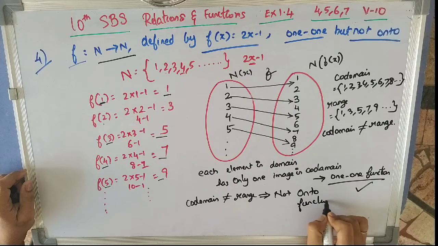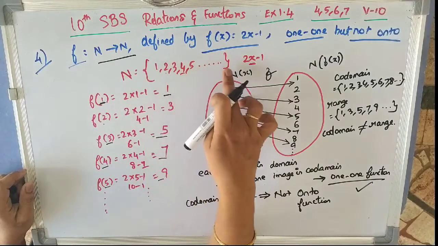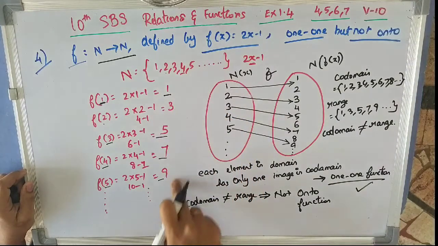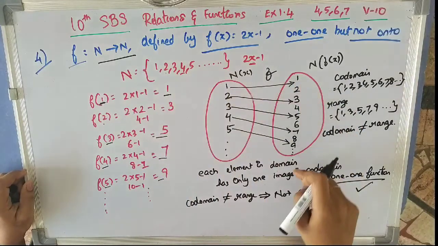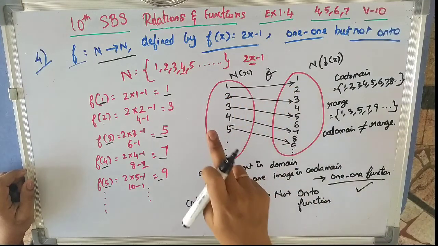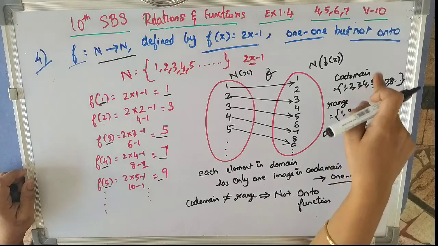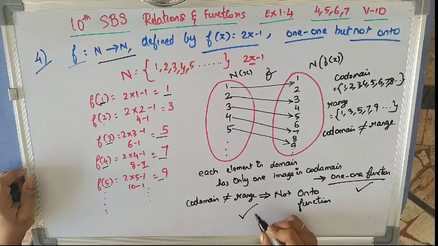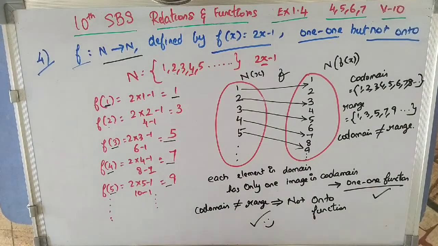Okay? So, in this problem, we have taken the natural numbers, substituted them in f of x and found the images of x. We have drawn an arrow diagram to represent the range, the images of the domain elements, and found that it is a one-to-one function because each element in the domain had one image in the codomain. So it is a one-to-one function, but the codomain is not equal to range because in the codomain 2, 4, 6, 8 are not the images of the domain. So it is not an onto function.